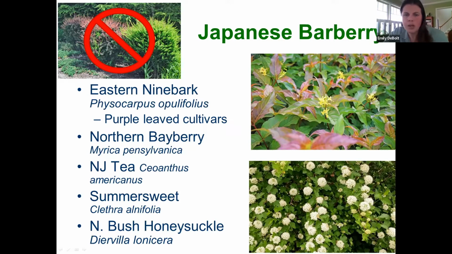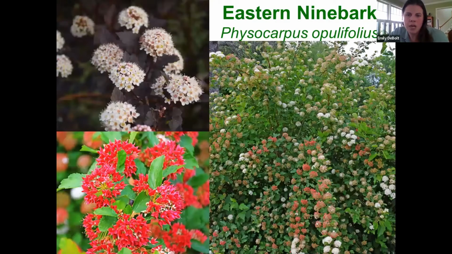So you have ninebark, which is actually pictured there at the bottom, those beautiful white flowers, bayberry, New Jersey tea, summersweet, a native bush honeysuckle, which is the photo up top there with the little yellow flowers. So all of these are really nice alternatives. There's a ninebark in all its glory. And then at the top left, that's one of the cultivars with a darker purple leaf.